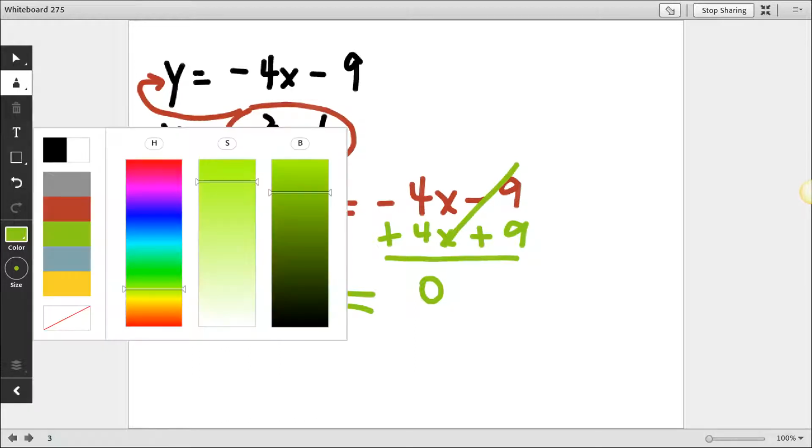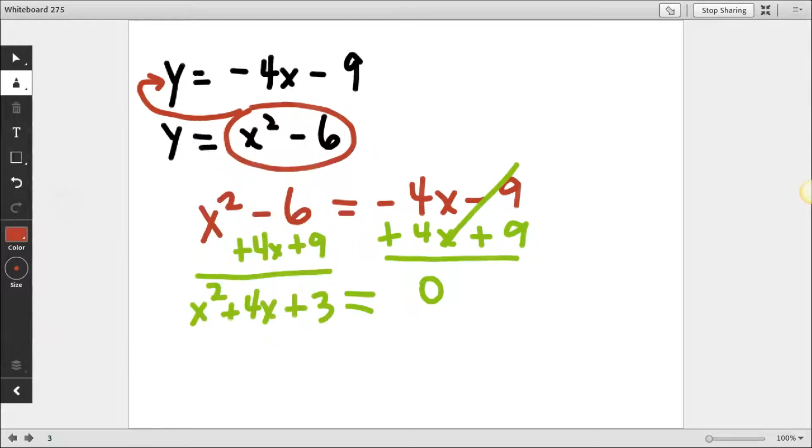So how do I factor this? Well, what I do is I look at that last term, the c, and I need to find factors of 3 that add to equal this. So the factors of 3, there are only 2 factors of 3, are 3 and 1.